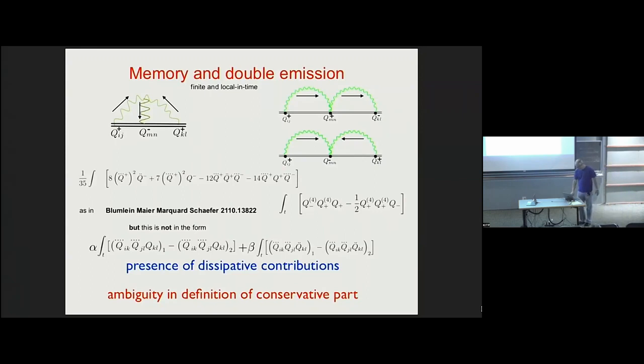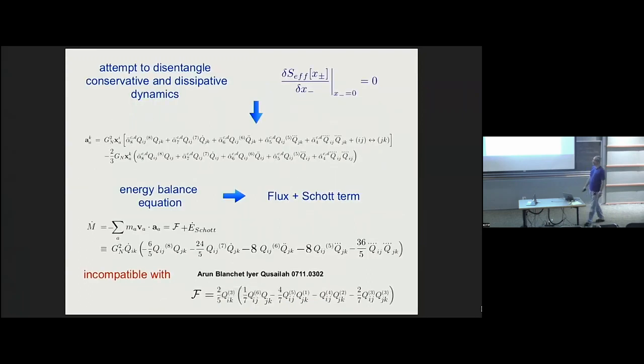We could try to do something. We could try to play the game further and just do what the formalism tells us to do. That is, you take the effective action, you derive the equations of motion, and we obtain something which is the contribution to the acceleration of particle A given by these memory plus double emission terms. I didn't bother to write the exact values of these coefficients, but given the Fourier expression, they're perfectly known.